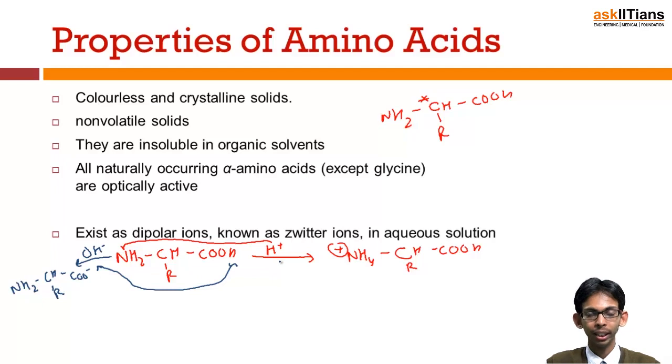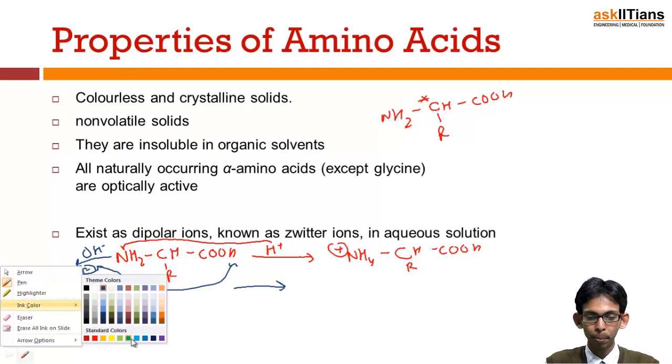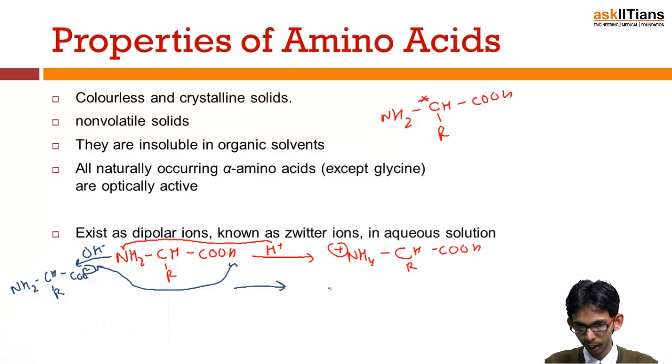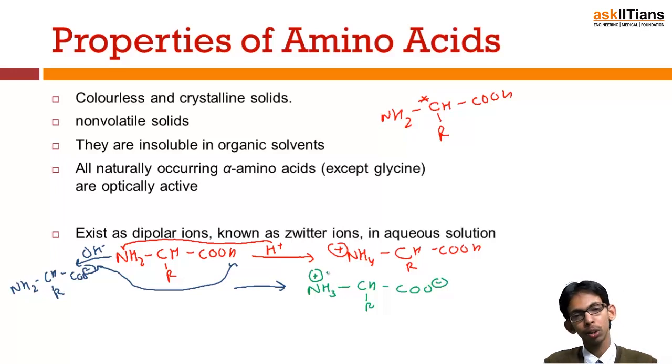NH2CHRCOO negative. So in acidic pH, it exists as a positive ion. In basic medium, it exists as a negative ion. But at a particular pH, every amino acid exists as a dipolar ion. Dipolar ion means that NH2CHRCOO negative, this acidic group will release a proton and that proton would be accepted by the amino group. So there will be both positive and negative ions within the amino acid molecule, but overall it would be neutral.